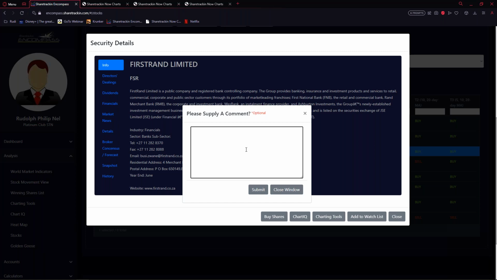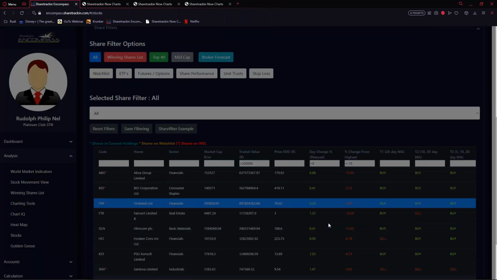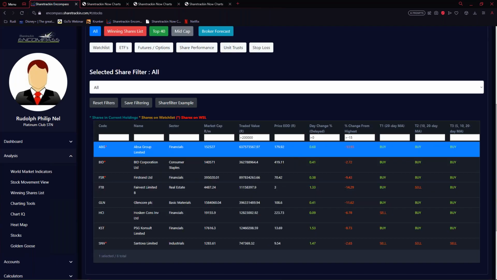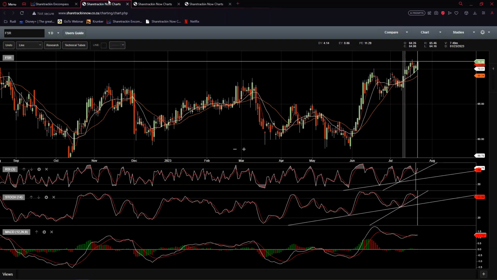All right, or waiting for stochastic, waiting for RSI, stuff like that. So technical things that I enter there. All right, even fundamental stuff. Okay, I submit, and that would add it onto the watch list for me, which is basically at the top here. So my stocks and watch list. So that's how you add it to your watch list. Okay. So that's the technical part of it.